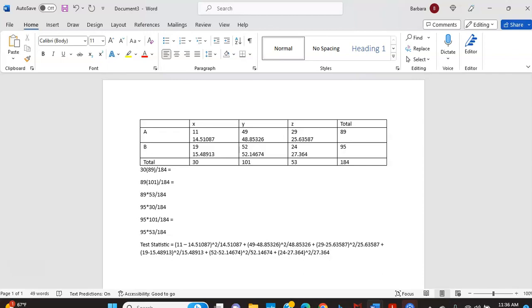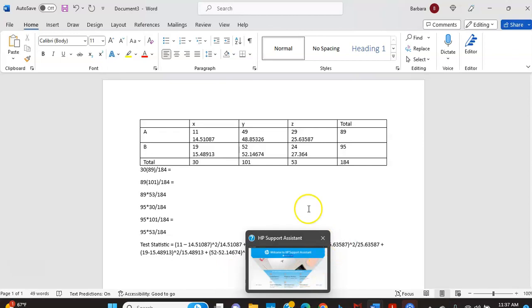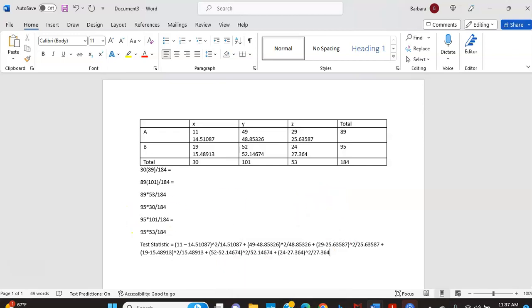Once we do that entire calculation, that is our chi-squared test statistic. So you're going to have to go through and do each one of these terms separately in the calculator, get that answer, and add them all up. And that will be your chi-squared statistic. All right. Now, let's go to the critical value.